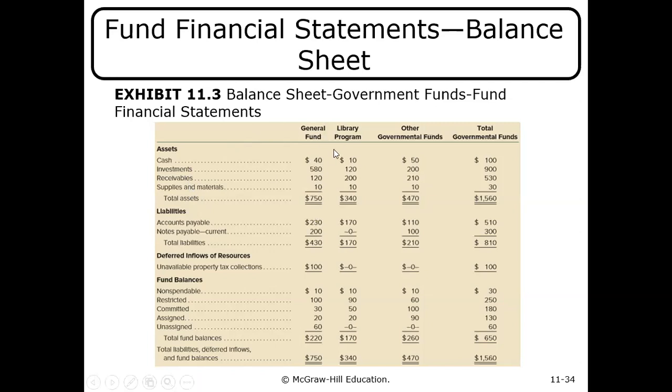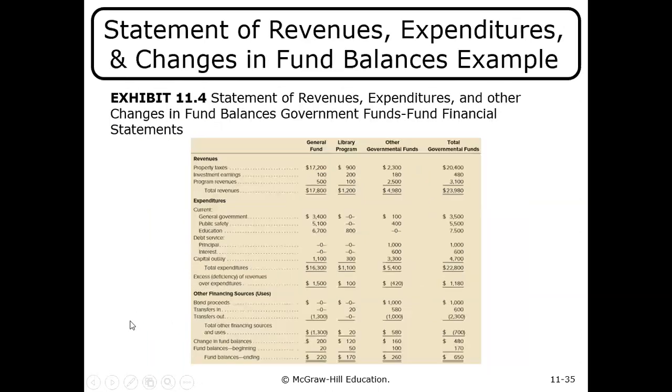Here's your general fund, library program, other governmental funds. So we keep it very simple here. Liabilities, there's two. They have something called unavailable property tax collections, and then fund balances: non-spendable, restricted, committed, assigned, unassigned. Wow, we've got to take a look at these things. We need them defined for us. The next one, statement of revenue and expenditures and other changes in fund balance. Take a look at that thing.